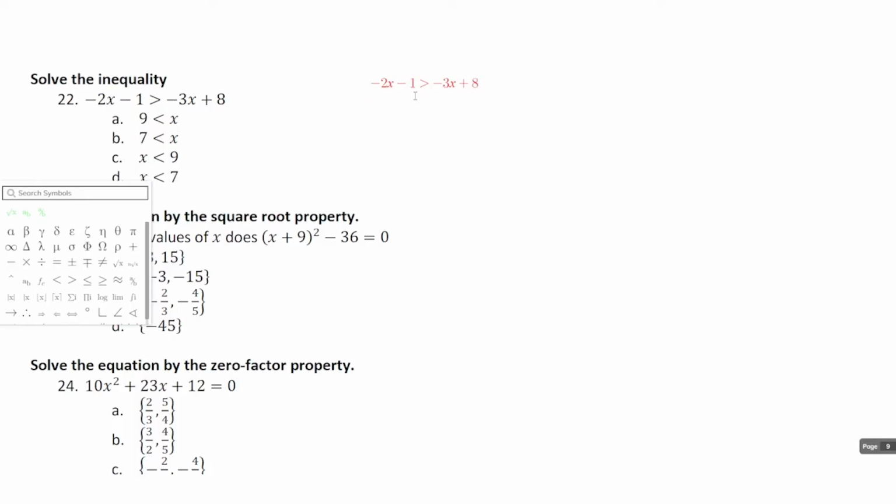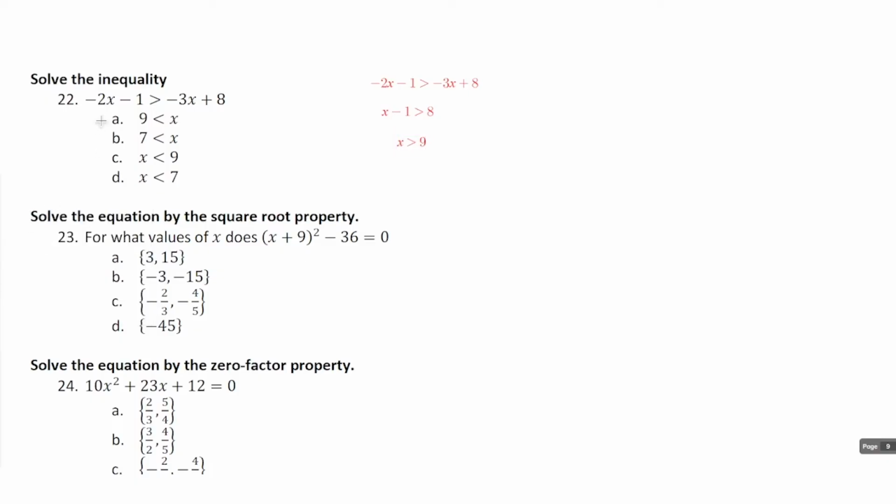But yeah, I want to add 3x to both sides to get rid of it on this right-hand side. So negative 2x plus 3x is positive 1x. And then I want to add 1 to both sides. And 8 plus 1 is 9. Get x is greater than 9. Now, it doesn't really look like that in the answer choices. For some reason, they flipped it here. Not really sure why they did that, but the x is still the greater number in this statement, so it's still going to be true.